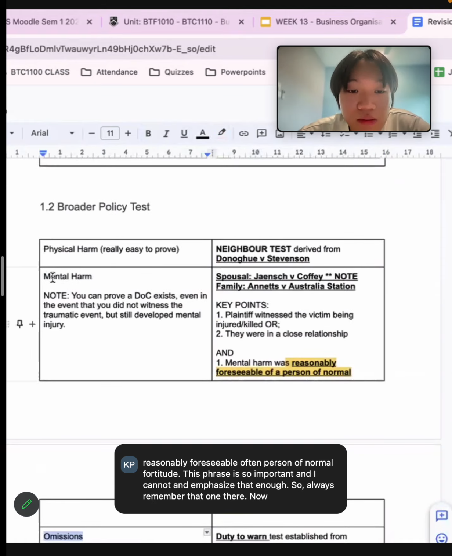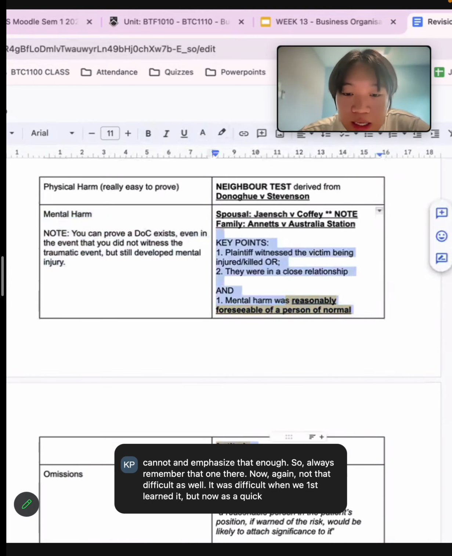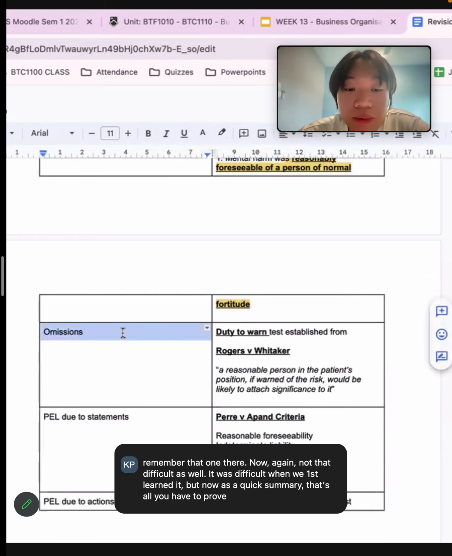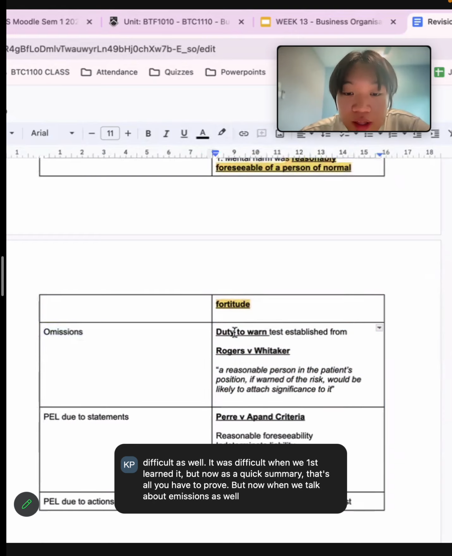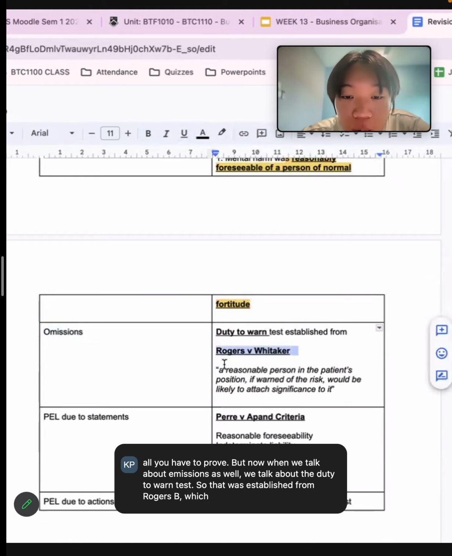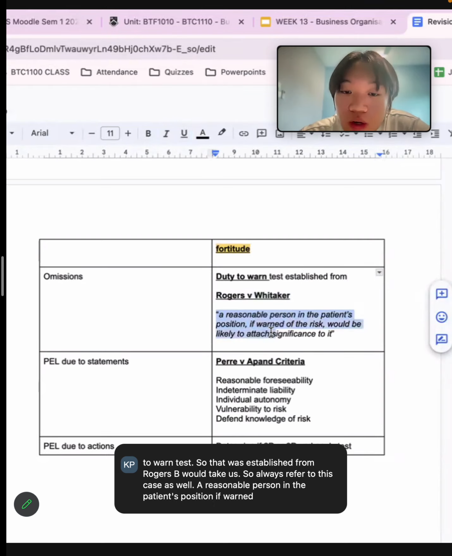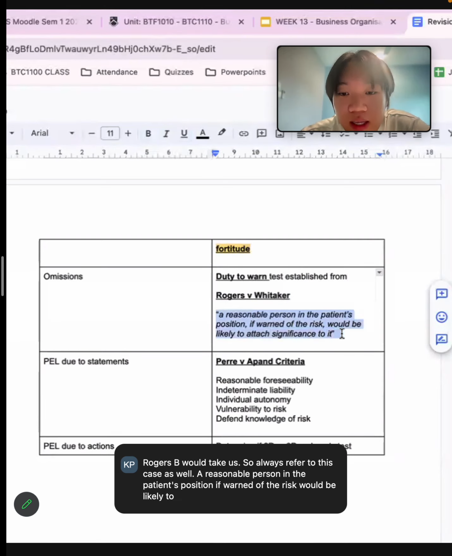Now, again, not that difficult as well. It was difficult when we first learned it, but now, as a quick summary, that's all you have to prove. But now, when we talk about omissions as well, we talk about the duty to warn test. So that was established from Rogers v Whittaker, so always refer to this case as well. A reasonable person in the patient's position, if warned of the risk, would be likely to attach significance to it.